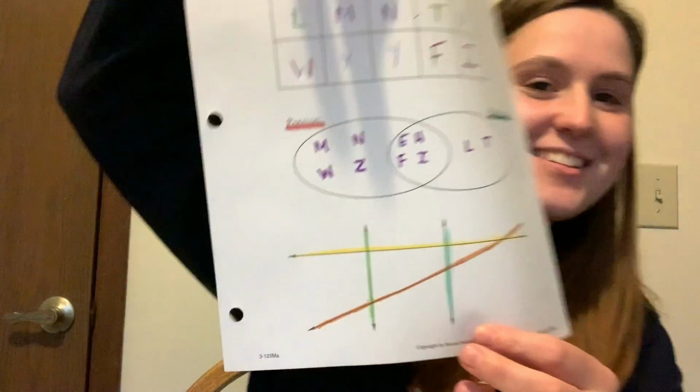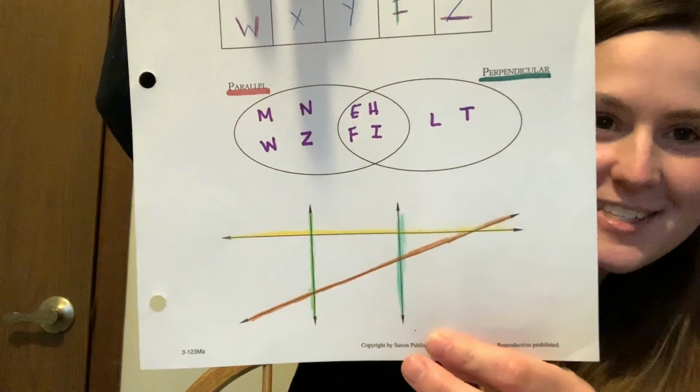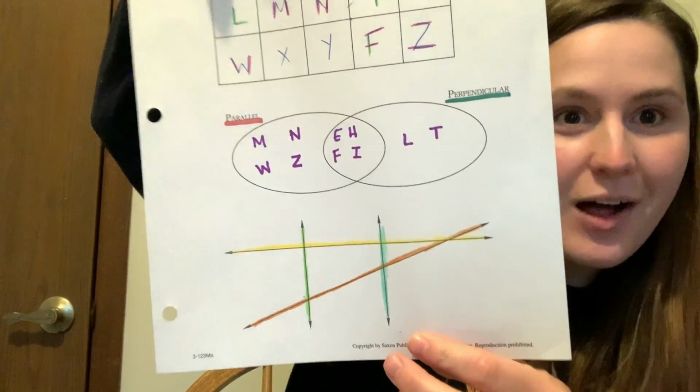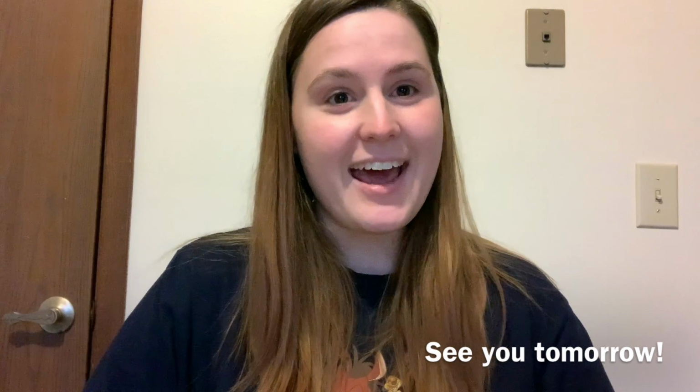All right, my paper looks like this, and hopefully your paper looks like this as well, with all of your street names. Which of your streets are parallel? Good job. Which of your streets are perpendicular? Good job. Okay, that is all. Start your side A, side B, and then your math sheet, and I will see you tomorrow. Bye.